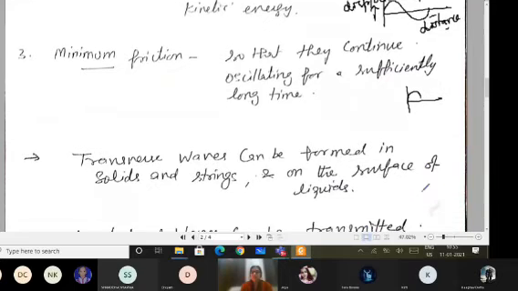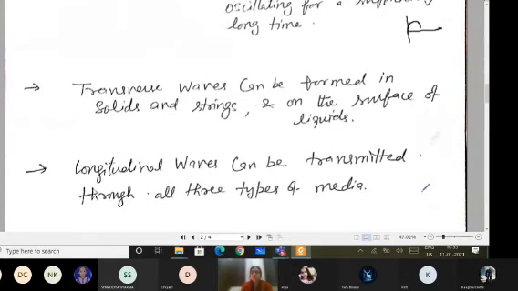As I have discussed with you, when I'm talking about the transverse wave, meaning up and down motion, I can have it in strings or on the surface of liquids. In strings, as we have discussed in the sonometer experiment, which we will also repeat in detail, we can make the wire vibrate up and down. While longitudinal waves can transmit through all three media, meaning solids, liquids and gases.